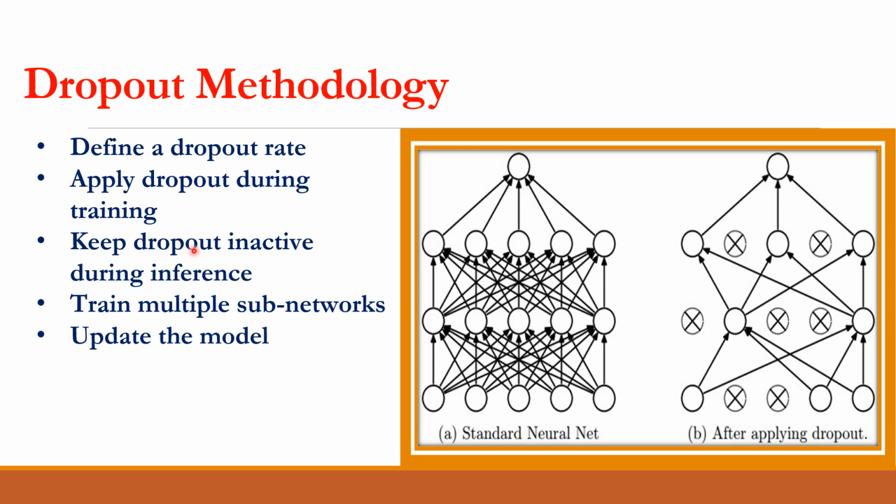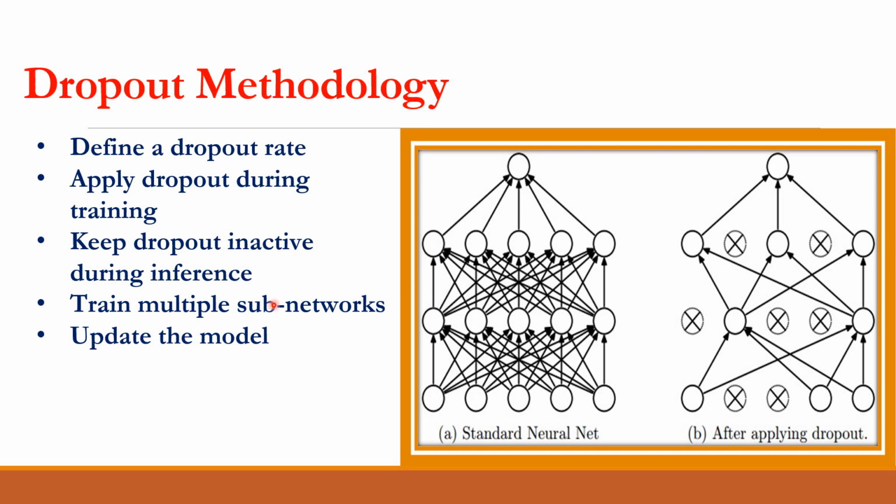Then keep dropout inactive during inference. It's important to note that dropout is only applied during training. During inference, the dropout masks are not generated and all neurons in the layer are active. This helps to maintain the integrity of the model's output during evaluation.